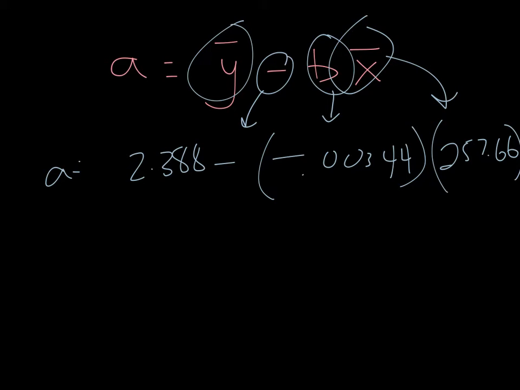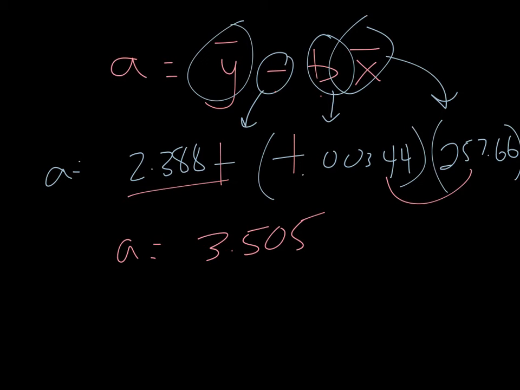Now, be careful here because, like I said, there's 2 negatives in this problem. B was negative, and there's also a negative in the formula, so those are going to end up being added. Make sure you multiply those 2 first, then add on the 2.388, and we get a value of 3.505.